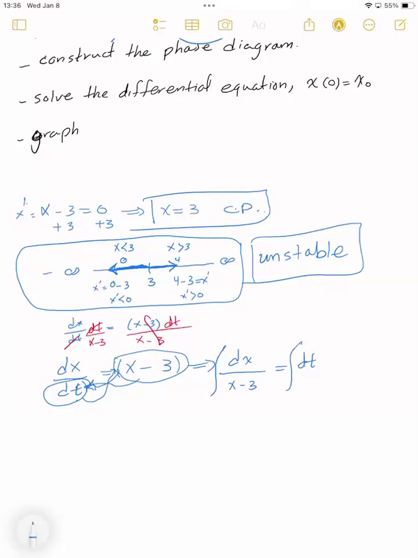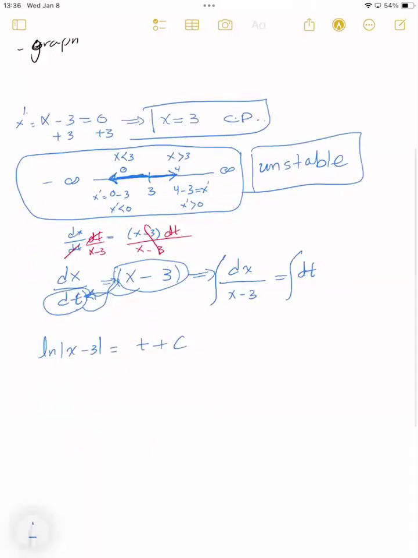We get natural log of x minus 3 is equal to, sorry, not negative, positive t plus c. Then what we want to do is we are going to solve for x.